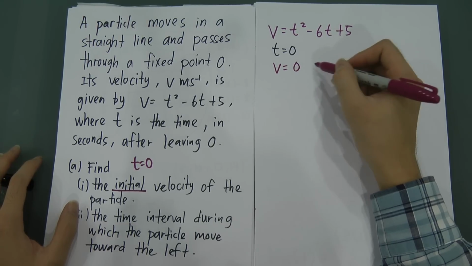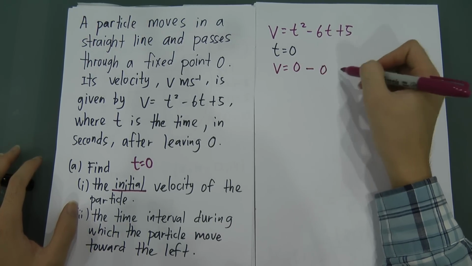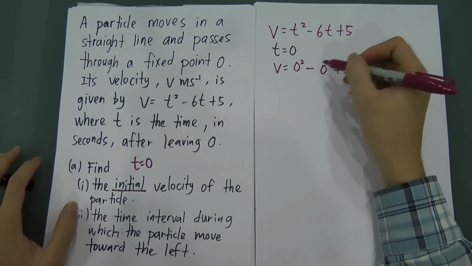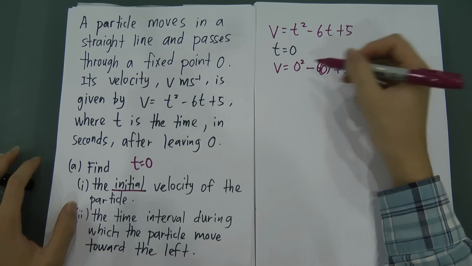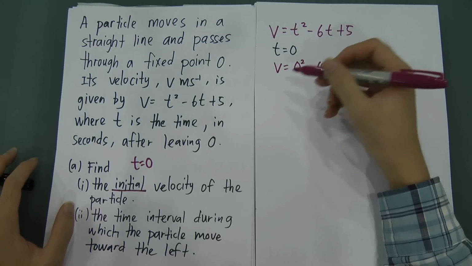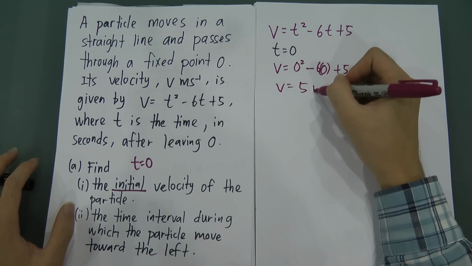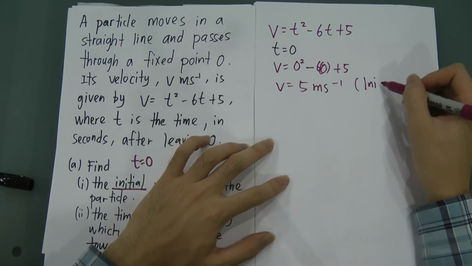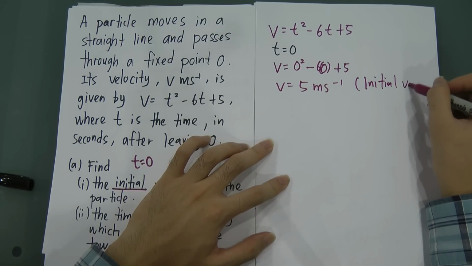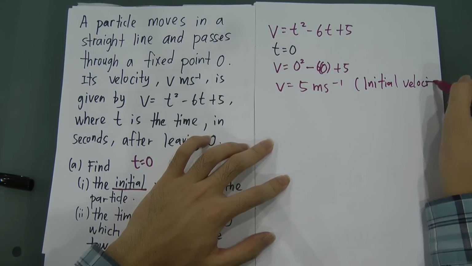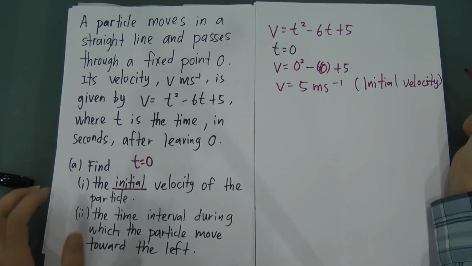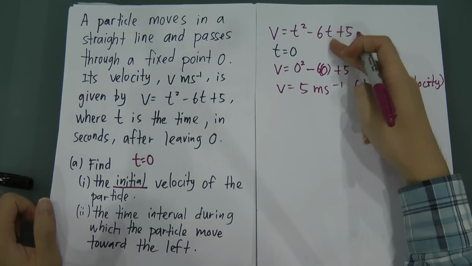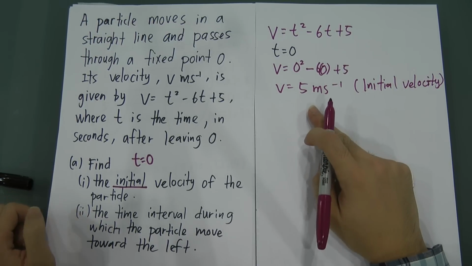0 squared minus 6 times 0 plus 5. Everything multiplied by 0 gives 0, so v will be 5 ms^-1. So this is what they call the initial velocity, the velocity when t equal to 0. You just substitute all the t with 0, then you get the initial velocity.